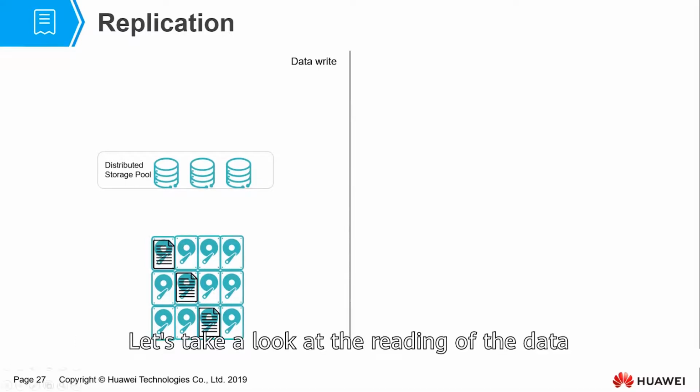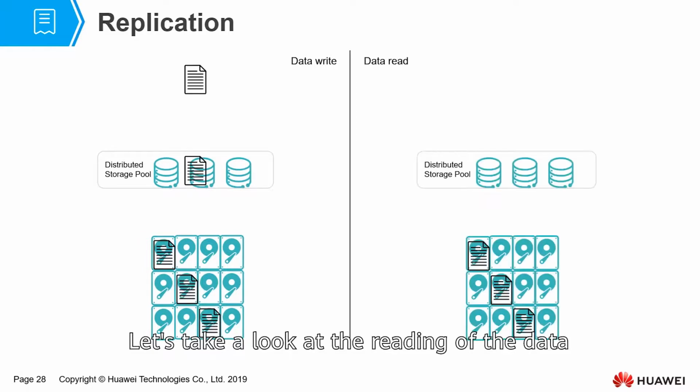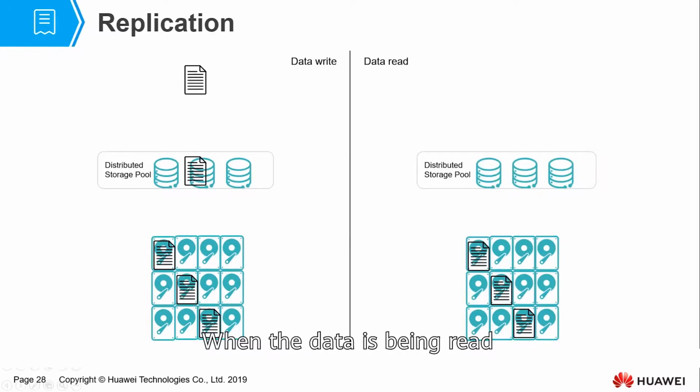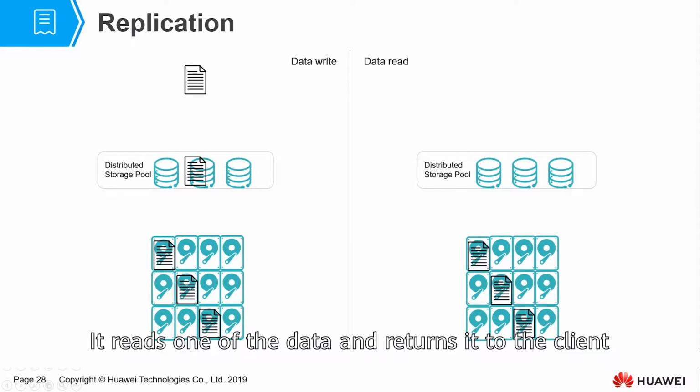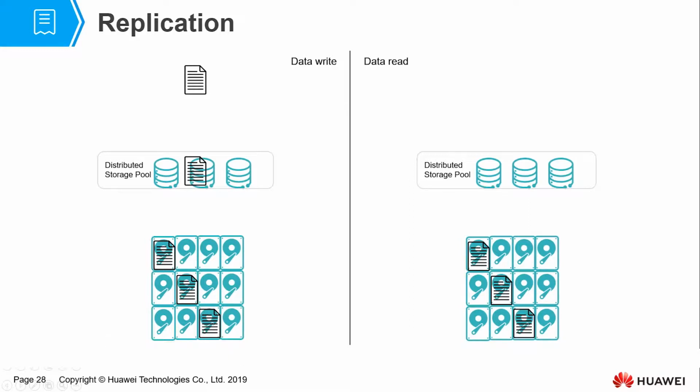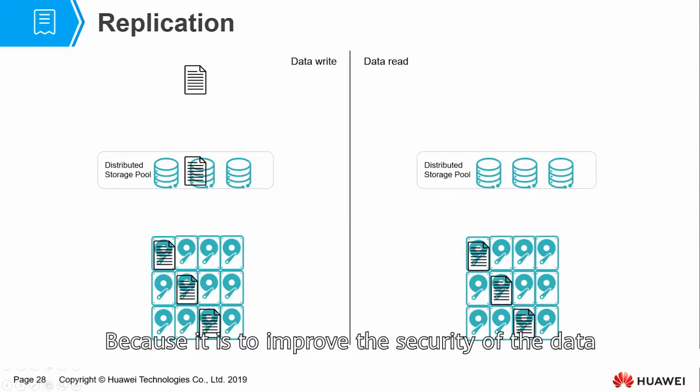Let's take a look at the reading of the data. When the data is being read, it will not read all 3 copies. It reads one of the copies and returns it to the client. If the main data to be read is broken, it will read the second and third copies. Why should distributed storage use this copy mechanism? Because it is to improve the security of the data.